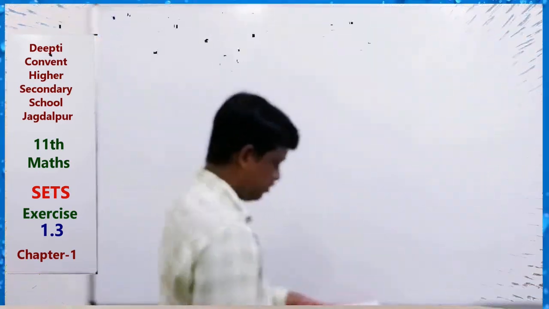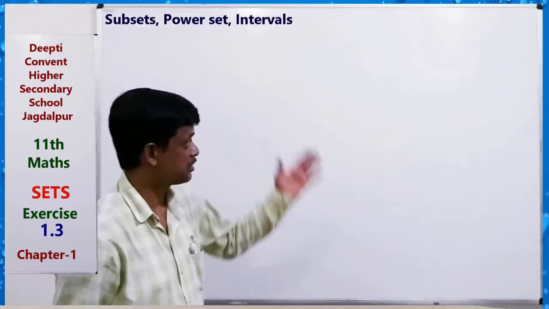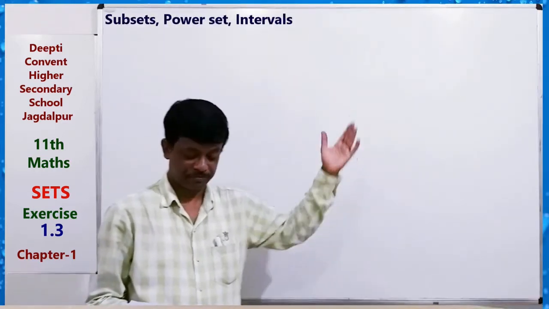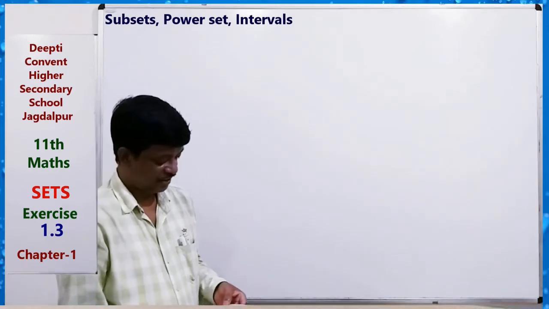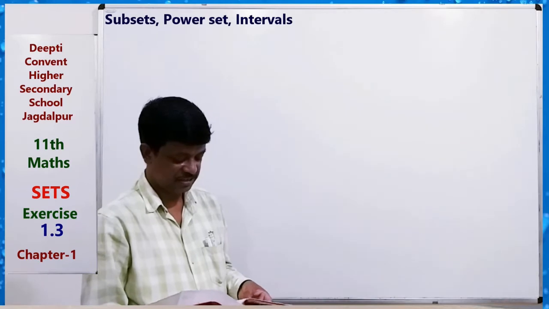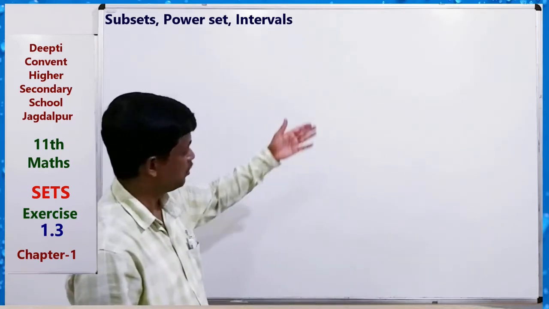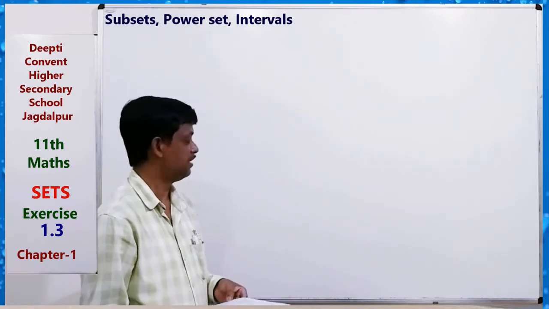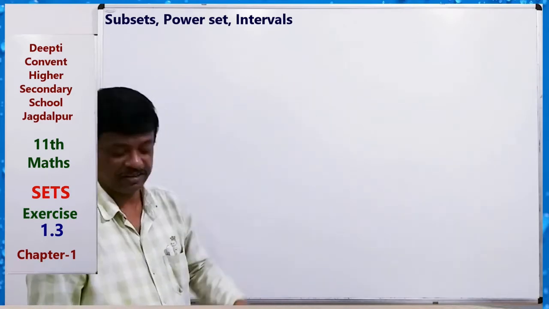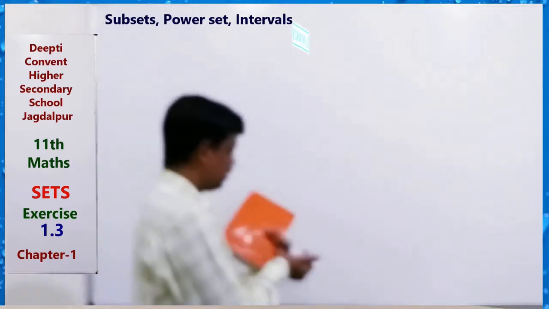Now we will solve some questions from exercise 1.3. So first question: make correct statement by filling the symbols subset or not subset in the blank spaces. There are questions 1, 2, 3, 4 and up to 7 under question 1, exercise 1.3. Here, subset and not subset.